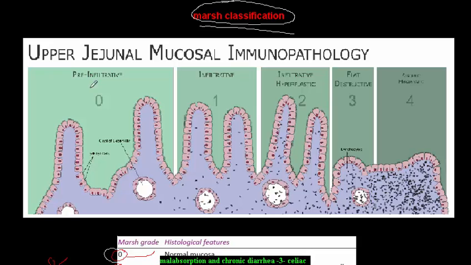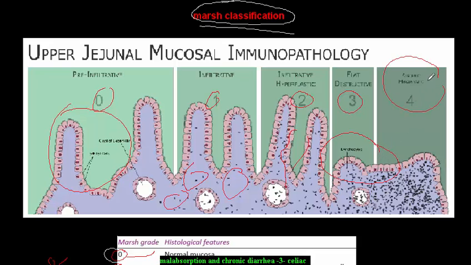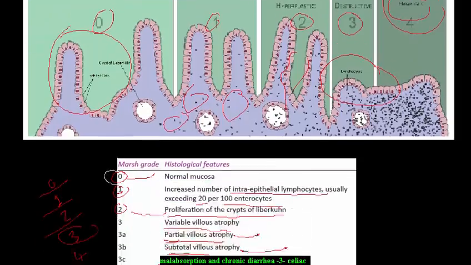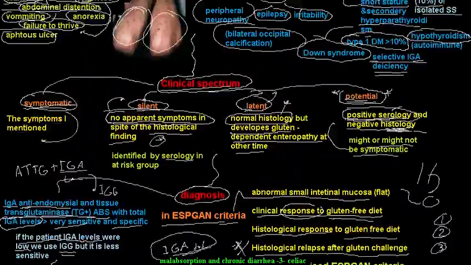Okay, so this is on the photo. Here is the grade 0. We have normal histology. In grade 1 we have infiltration, so this is infiltration by lymphocytes. In grade 2 we have a crypt hyperplasia. Okay, I'm sorry, this is a crypt hyperplasia. In a grade 3 we start to have villus atrophy, subtotal, total, partial, and so on. Okay, and grade 4 we have hypoplasia. So this is the Marsh classification of celiac.